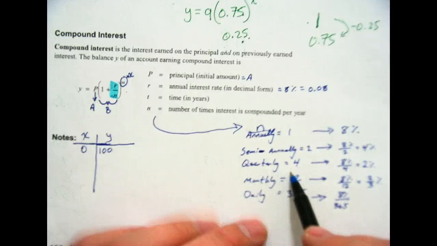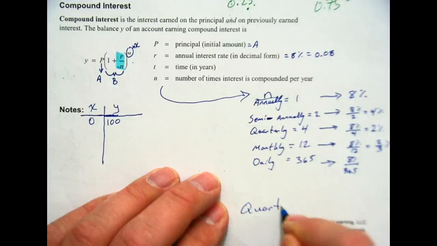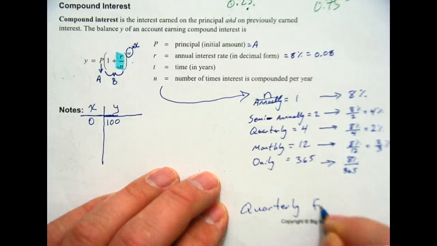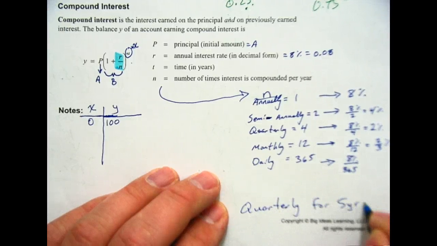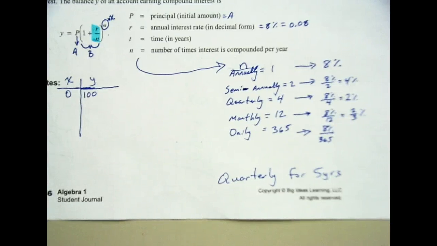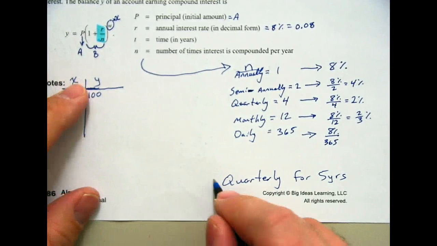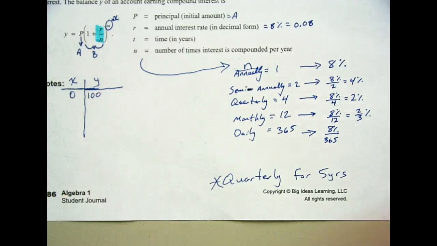So if I compound quarterly for 5 years, tell your neighbor how many times you're compounding there, or how many times you're getting interest. Over the course of 5 years, how many times will the bank give you money?